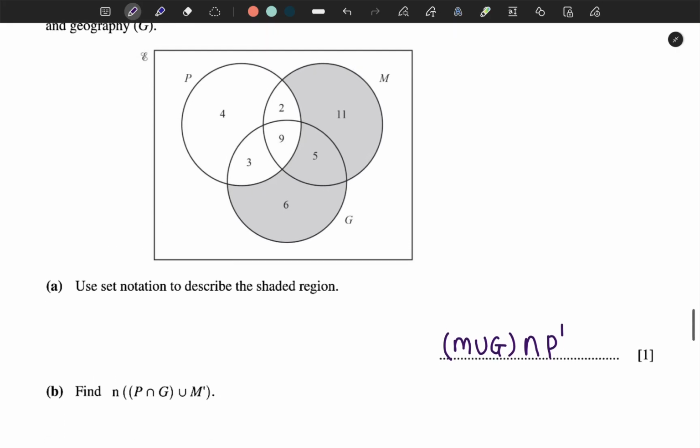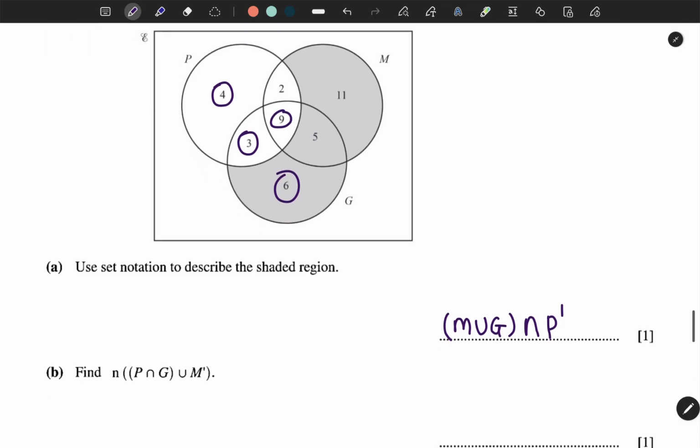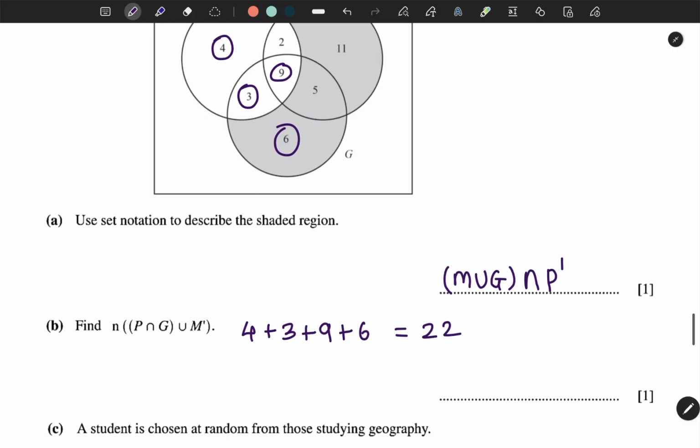Next one, find the number of elements in P intersection G union with M dash. M dash means outside M, so these three. And we have it union with P intersection G. Now what elements do we have in P intersection G? That is 3 as well as 9. So all these 4 elements that I have highlighted would be added up. 4 plus 3 plus 9 plus 6. That gives me 22 as the answer.